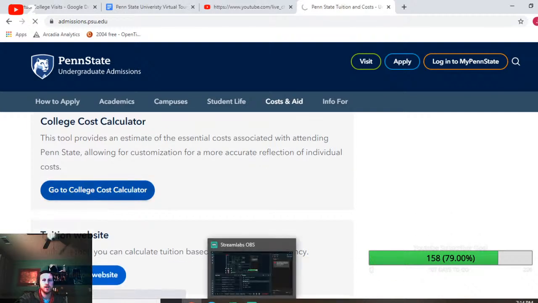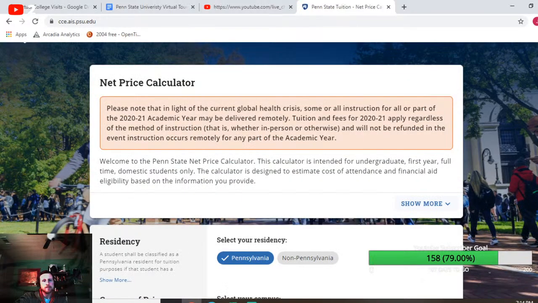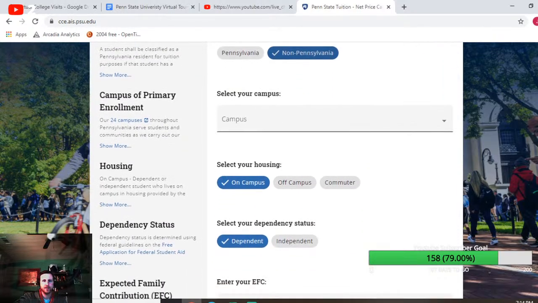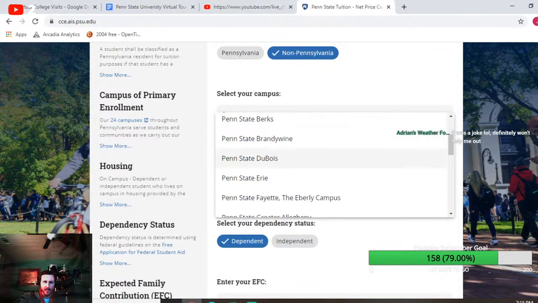Interesting. Go to college cost calculator. Let's see what this pulls up. Okay, so you're a non-Pennsylvania resident. We're going to the main campus. Wow, they have a lot of campuses.